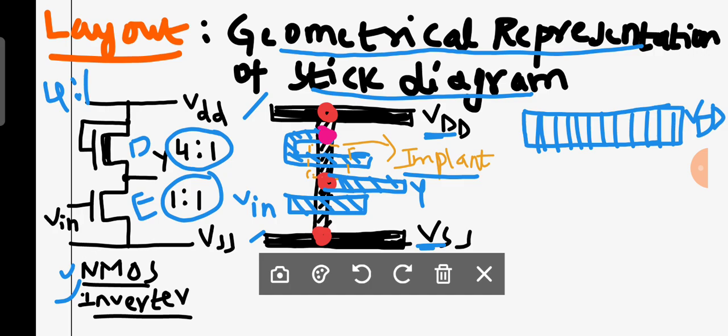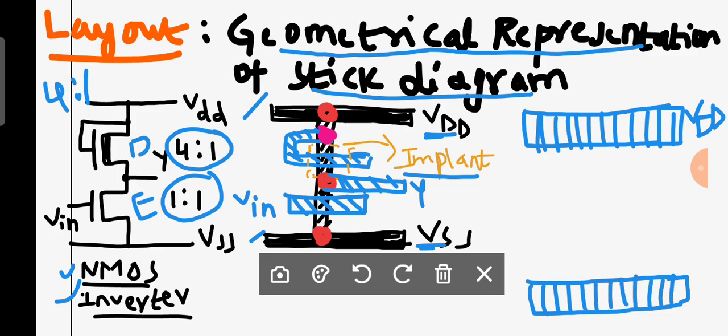Okay, now I have to consider one more metal here. Then I can call this metal as what? Absolutely, I can call this metal as VSS. Is it clear? VSS.